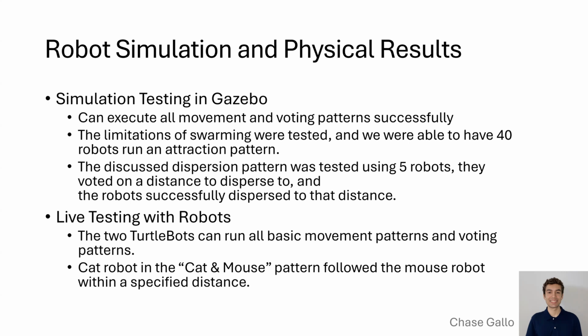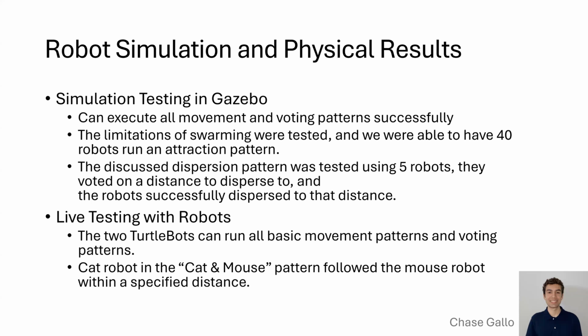The discuss dispersion pattern, which is where the robots each vote on a distance to disperse to, we tested using 5 robots, and they all voted on a distance and separated by that distance, the majority rule distance.